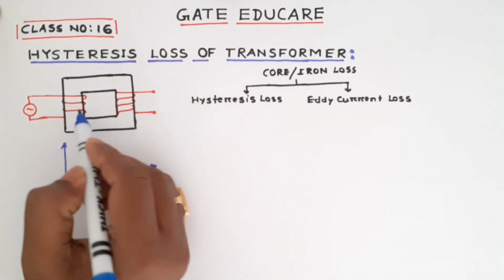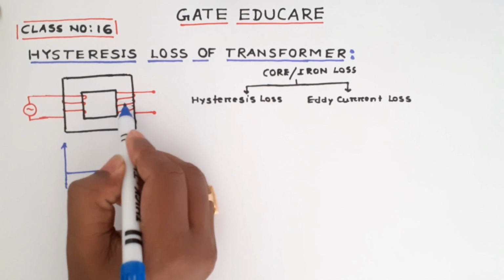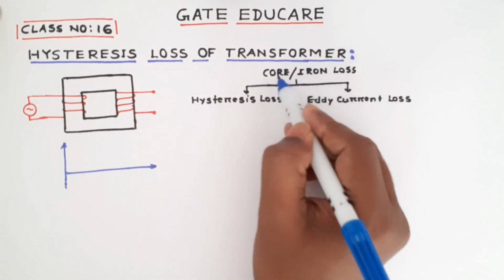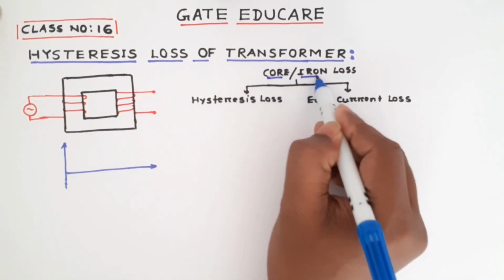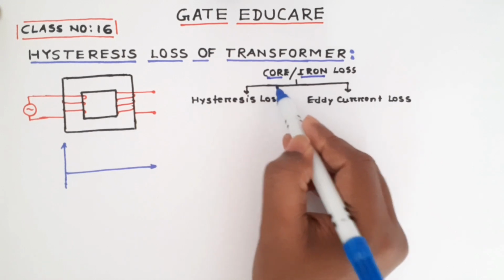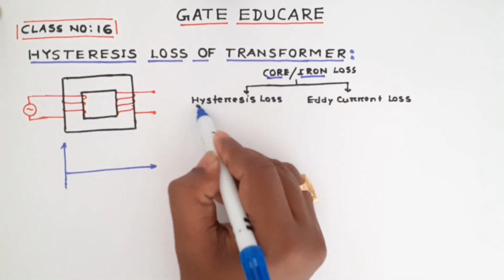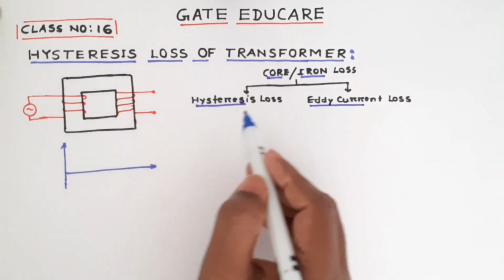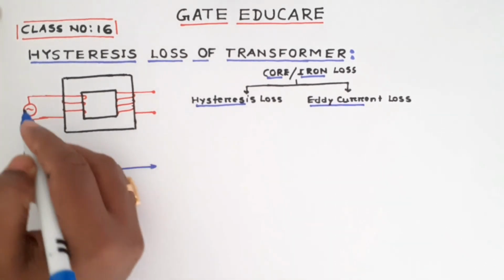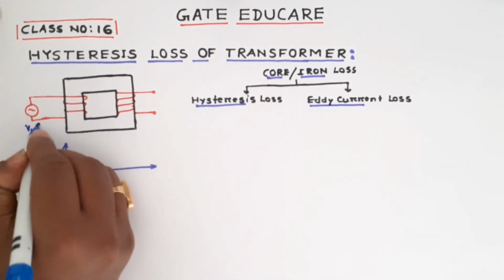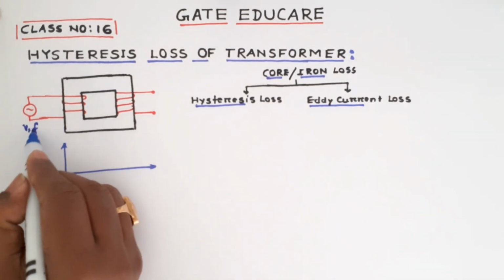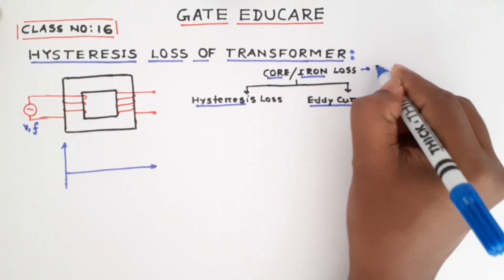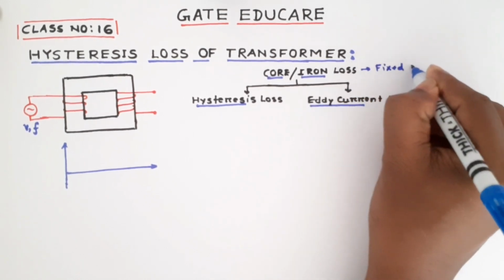This is a transformer, the primary winding, and this is the secondary winding, and this is the core of the transformer. The losses in the core are called core loss or iron loss. There are two types of core loss: one is the hysteresis loss and another is the eddy current loss. The core loss depends upon the supply voltage and frequency. Since the supply voltage and frequency are constant, the core loss is also a constant or fixed loss.